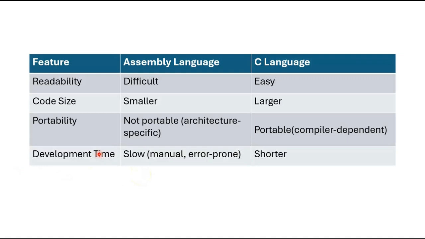Observations. Let's take a look at this table. In terms of readability, if you recall, the assembly version is harder to read, and the C language version is easier to read. Now, code size: although the assembly language version is much longer, its code size is smaller compared to the C language version, where the code length is much shorter, but the code generated is much larger.